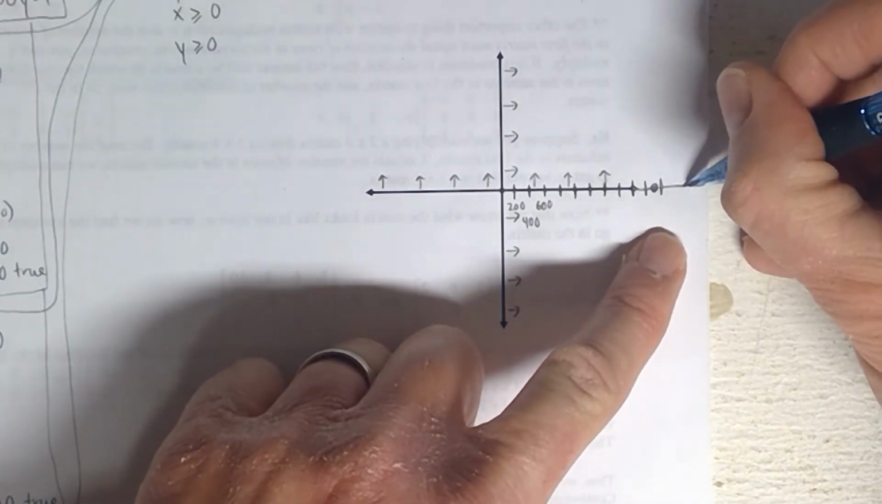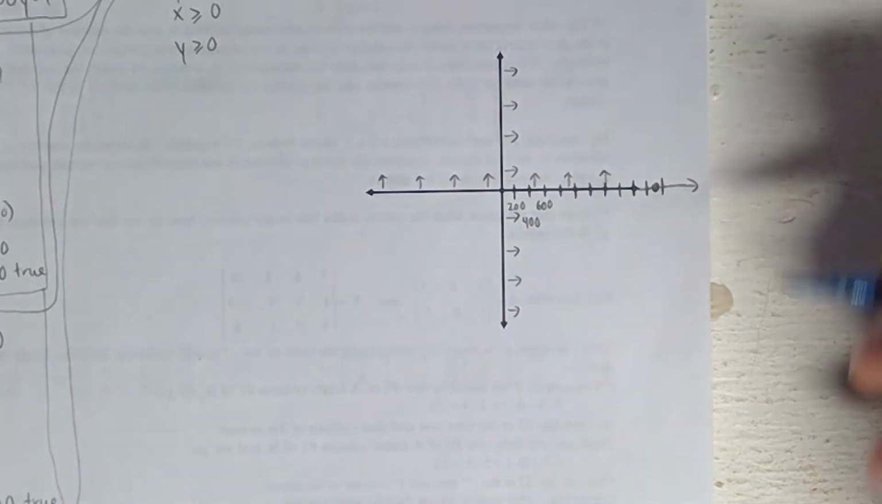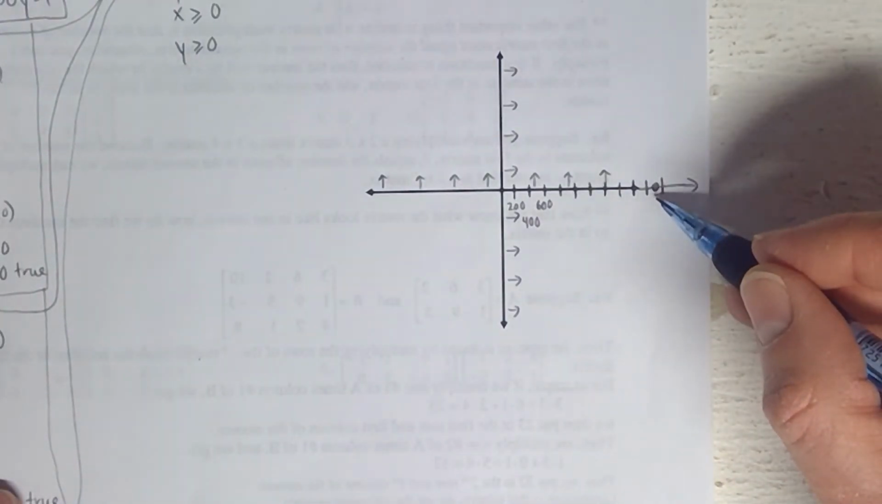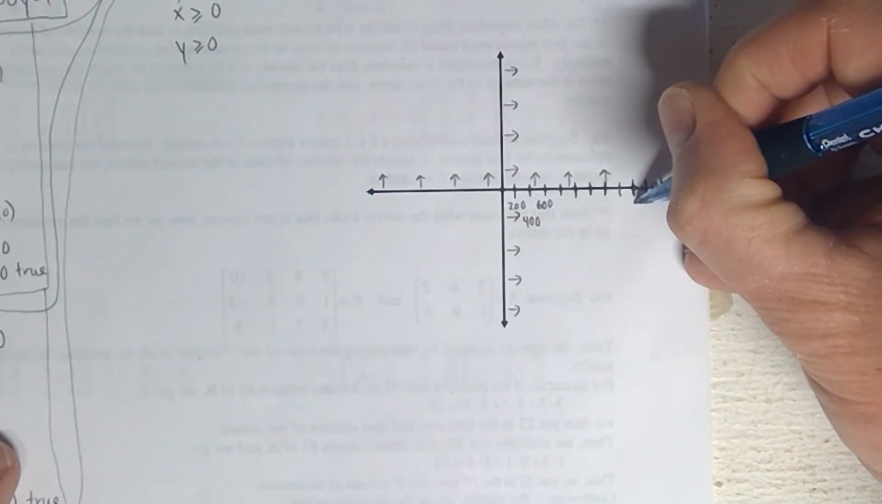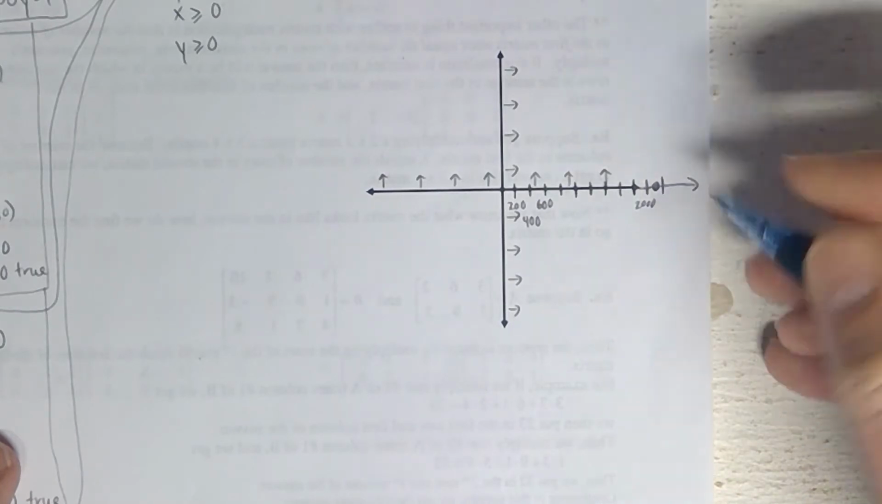Okay, I got a little bit ahead of myself. That's not the first graph we're going to do, but we'll get to it. So that's 2100 right there. I'll just put 2000 next to that just so we can keep track more easily.